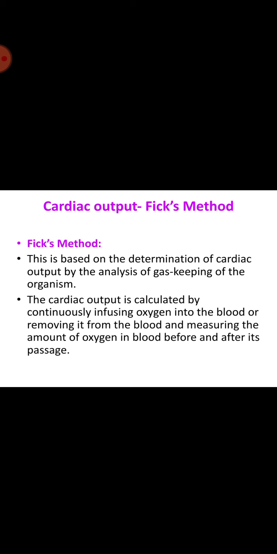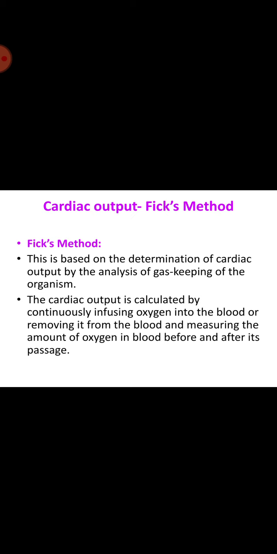So in the direct method, the cardiac output is measured by the stroke volume, by the use of an electromagnetic flow probe placed on the aorta and multiplying it by the heart rate. This method involves surgery, so it is not preferred in routine applications. Now let us see the Fick method.